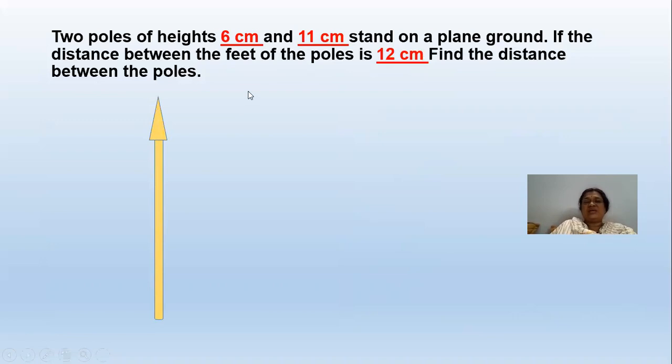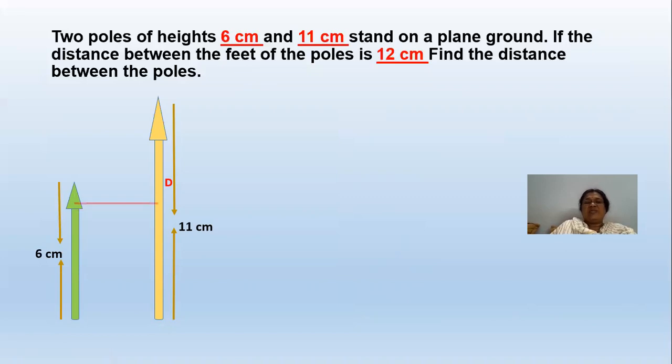This one is a pole. This pole has a height of 11 centimeters. And one more pole is there. This pole height is 6 centimeters. And we know the distance between the poles is 12 centimeters. And we have to find out in this problem the distance between the tops. The height of this yellow pole is 11 centimeters. The height of this green pole is 6 centimeters. So what will be this length?